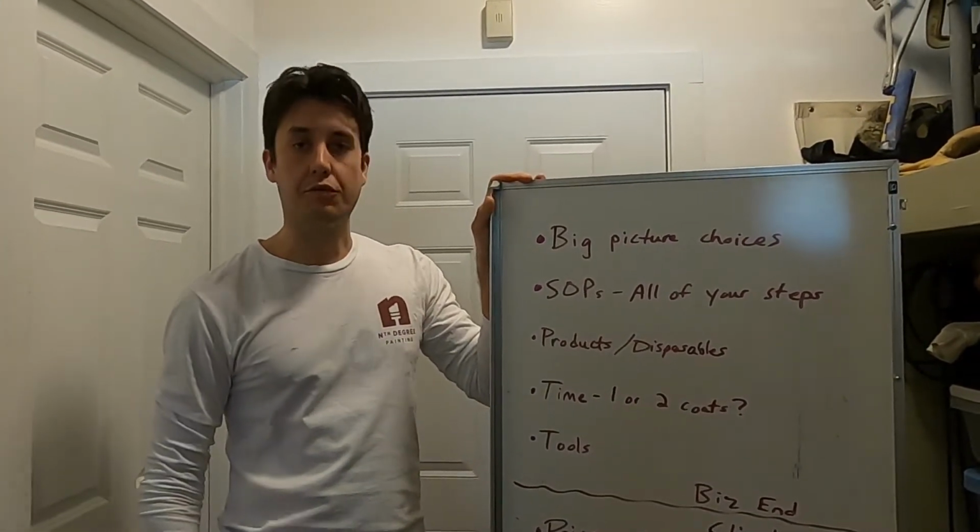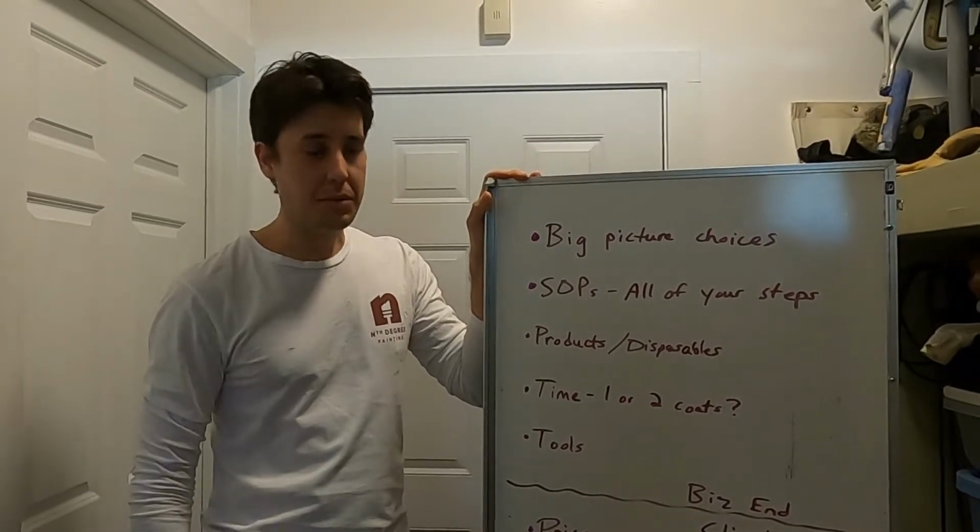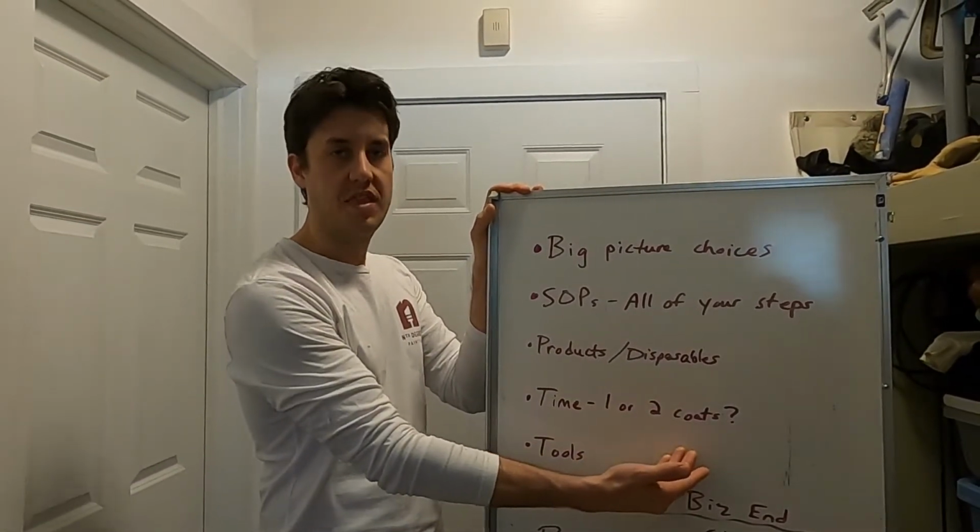And also 1 or 2 coats. Some doors just need a freshen up coat. Some doors need 2, some doors need primer and 2 top coats, so have different price ranges for that.